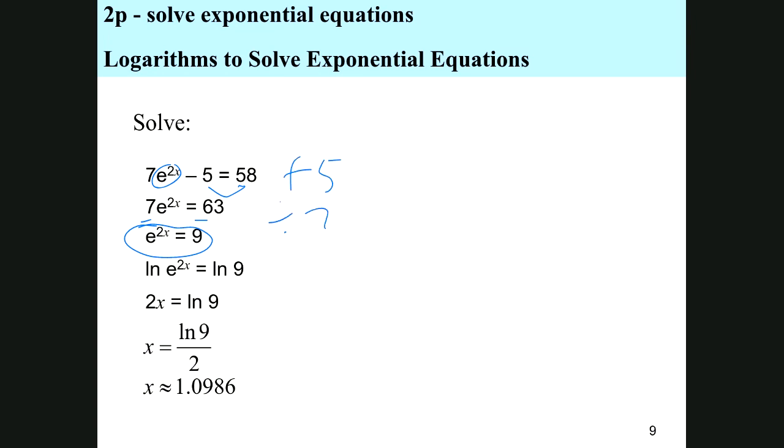So now that I'm here, I can take the natural log of both sides. The natural log and the e cancel out, and that just leaves me the 2x, and then I'm left with natural log of 9 on the right, which is just a number. Dividing both sides by 2 gives me my exact answer of the natural log of 9 over 2. If they want a decimal approximation, put that into the calculator. All right, so this is just an example of, remember that first step is to isolate the exponential expression.